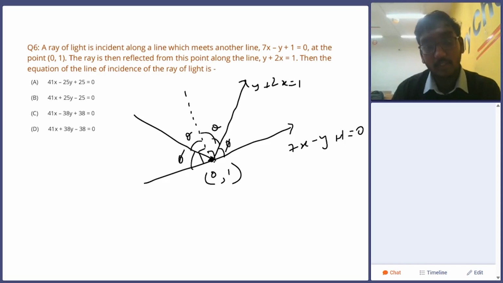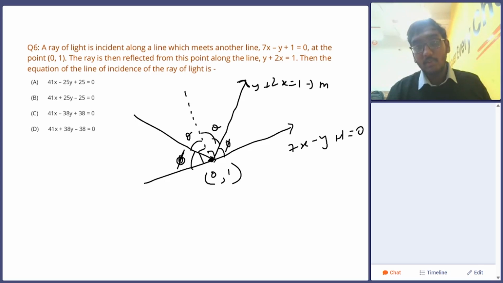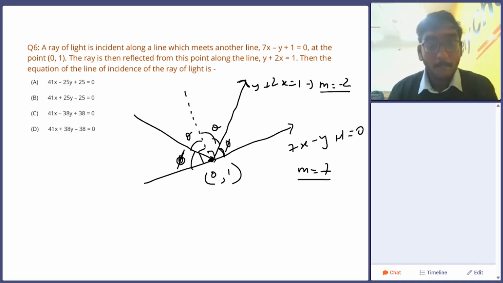Okay, this angle should also be phi, right? Because both are 90 minus theta, right? They must be equal. Now what you can do is determine the tan of the angle between these two lines. This line has a slope of -2, and this line has a slope of 7. So what will be the tan of phi?